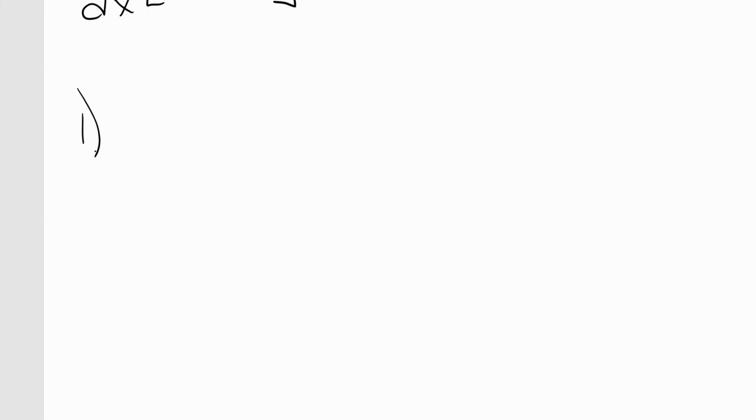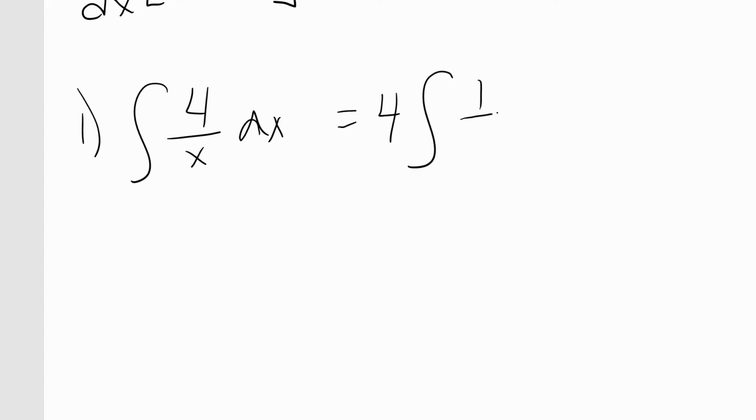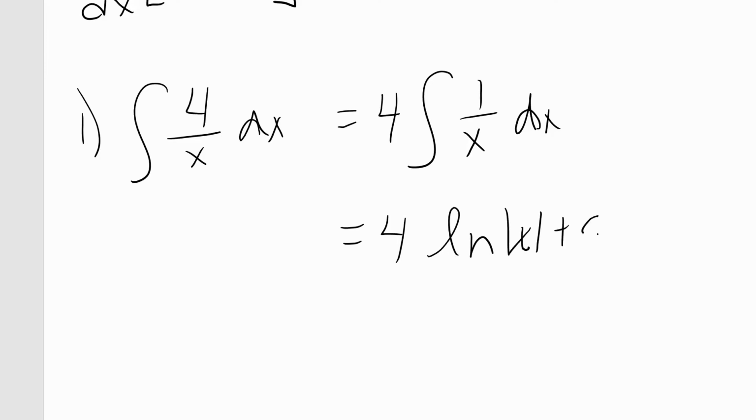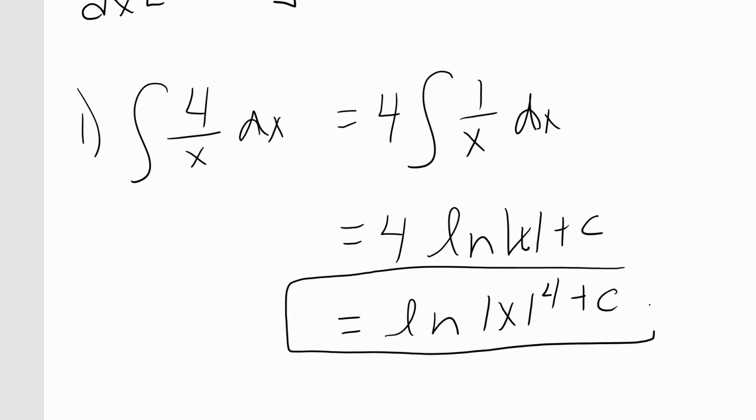So number 1, the integral of 4 over x dx. Well, first, I can take that 4 out front. Any constants we can take out front. So I'm left with the integral of 1 over x dx. Well, this is nice. Leave my 4 out front. The integral of 1 over x dx is the natural log of the absolute value of x plus c. But remember, with our logs, any constants out front can become exponents. So I get the natural log of the absolute value of x to the 4th plus c. So this is the answer I'm looking for.